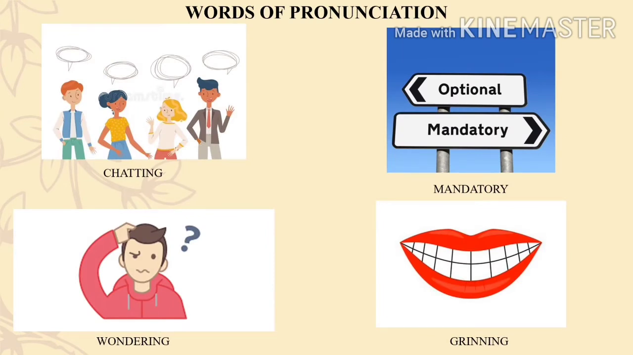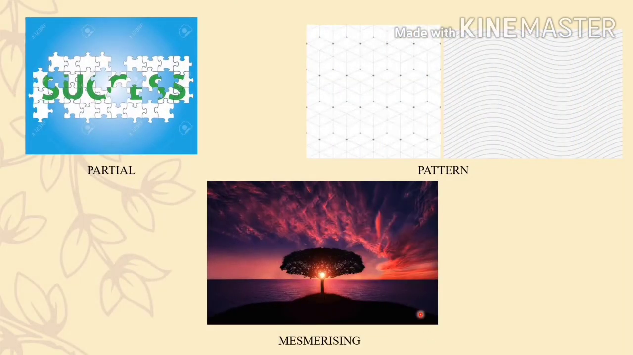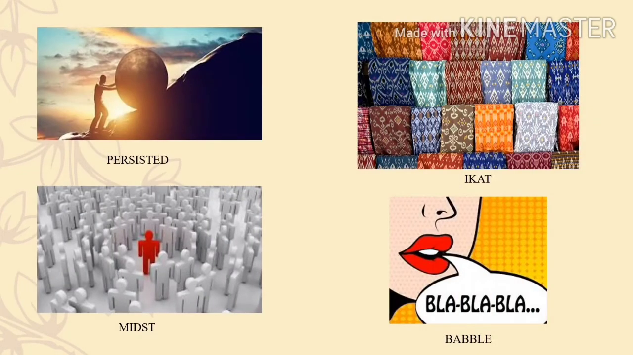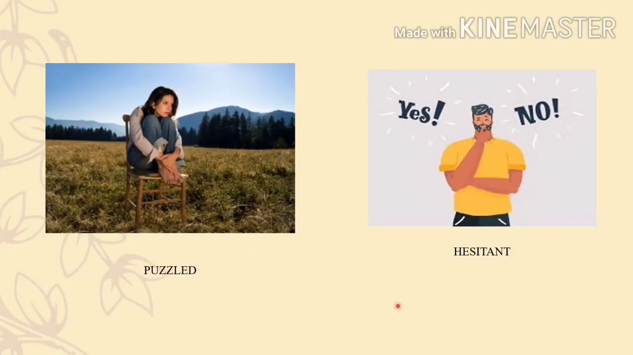View the pictures, children, and pronounce the words correctly with proper stress and intonation. Chatting, mandatory, wandering, grinning. Stretch, knots, compelling, documentation. Partial, pattern, mesmerizing. Persisted, ikat, mixed, babble. Handloom, gazed, weave. Puzzled, hesitant.